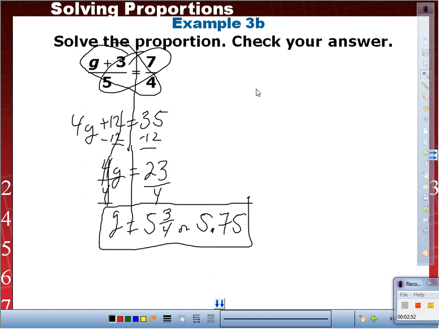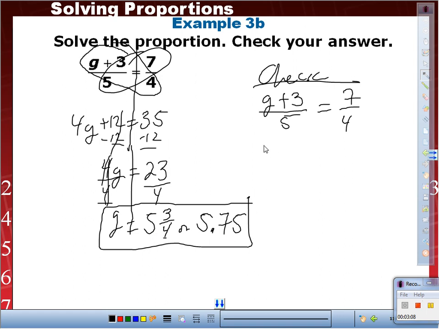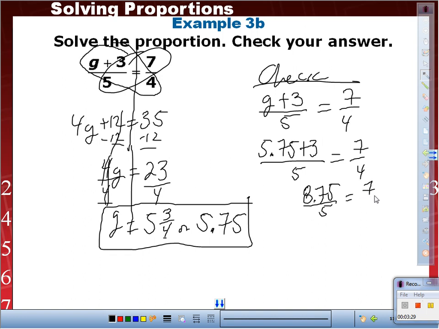What does it say? So I'm going to check our answers, and you should have checked yours too. So g plus 3 divided by 5 equals 7 over 4. So instead of g, I'm going to use this value. Which one should I use, the mixed number or the decimal? Okay, decimal, 5.75 plus 3 over 5 equals 7 over 4. Let's see. 5.75 plus 3, that's 8.75 over 5 equals 7 over 4. All right, let's see.